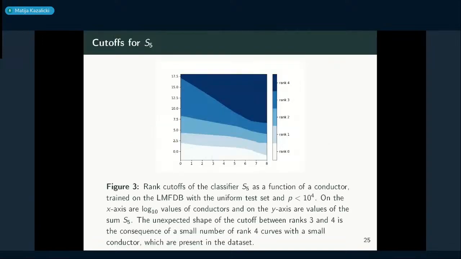Okay, so now I'll talk a little bit about results. So first, kind of a side result that we got from the training of Mestre-Nagel sums is the following graph of the cutoffs for the S5 Mestre-Nagel sum. So here, this graph tells us how to choose the cutoff for each of the ranks as a function of the conductor. So we see how each of these cutoff ranges is changing as the conductor is increasing.